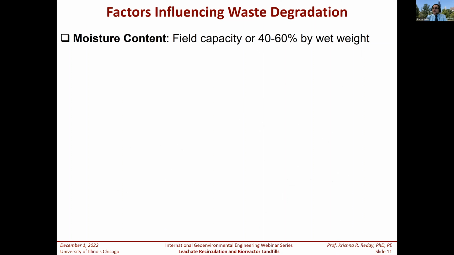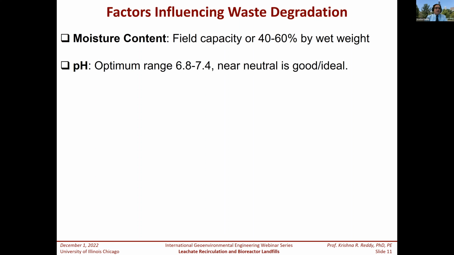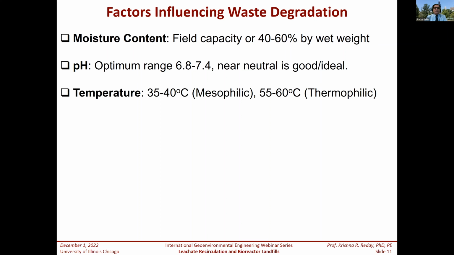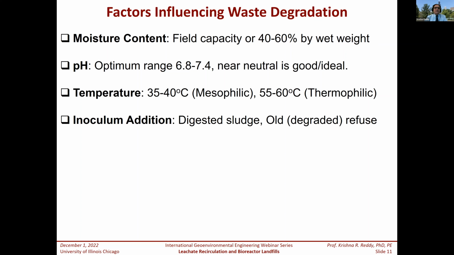So ideally, we want to have enhanced waste degradation. Waste degradation can happen if you have ideal conditions. For example, moisture should be at the field capacity of the waste, or 40 to 60% by wet weight. If you have those conditions, you will have enhanced degradation. The microbes don't like very low pH or very high pH. They like a near neutral pH. So how do you maintain that? Temperature has to be in a certain range for the microbes to be active.